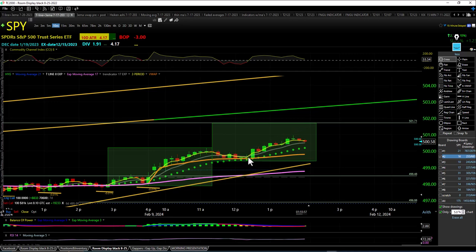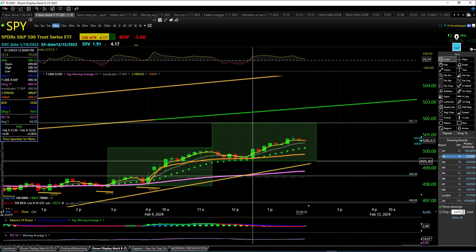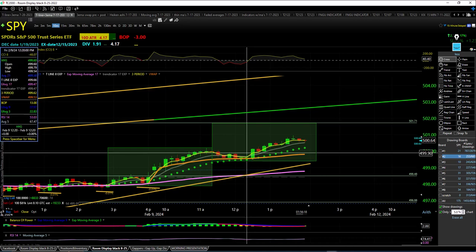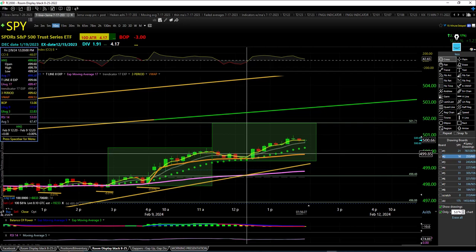VWAP holds, and you can see the 3 cross back over the 8 right there, and you're back into it as soon as green wipes out red. Here's a green candle, wipes out red candle. There's your opportunity to get in there. And your stop, oh my gosh, your stop, $499.41. And let's say your entry, $499.90, 50 cents away. Right there is an opportunity to get in.